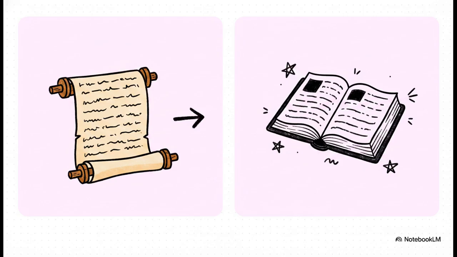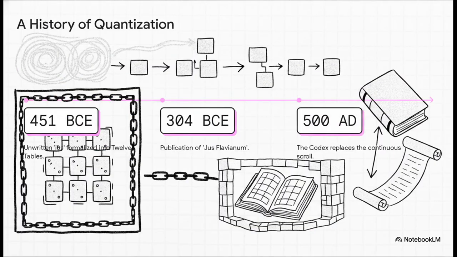The Codex gave us discrete pages, it was compact, it was double-sided, and it fundamentally rewired our relationship with information. Basically, we went from navigating a continuous river of text to flipping through a segmented, bounded container. Historically, humanity developed this growing obsession with quantization. Just look at the timeline. From the unwritten Roman ius being formalized into the 12 Tables, to the later publication of the Jus Flavianum, we were actively locking fluid ideas into distinct, easily navigated containers.